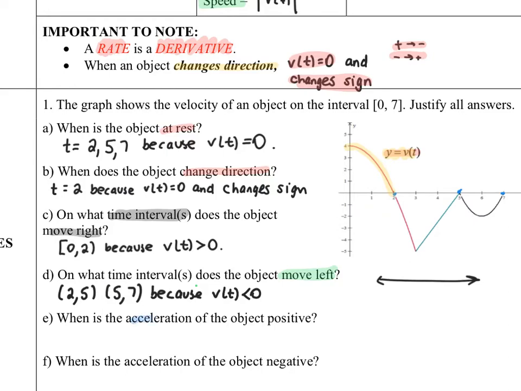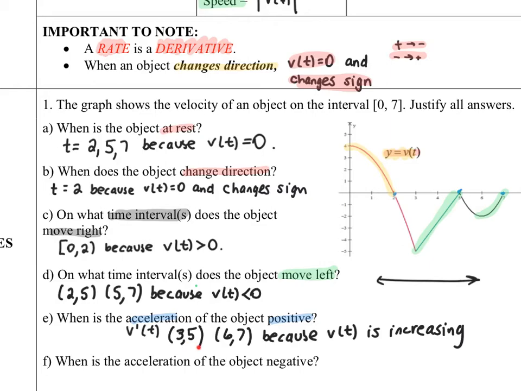Part E wants to know where the acceleration is positive. And I know acceleration is the derivative of velocity. And when I say derivative, just think slope. So I want to know where the slope of v is positive. As I look, this is a negative slope. So my positive slope is happening right here and right here. So my intervals are going to go from 3 to 5 and from 6 to 7. And my reason for choosing these was just because v of t is increasing.